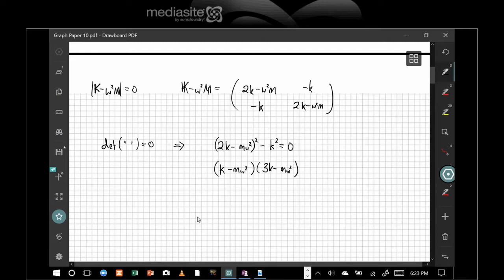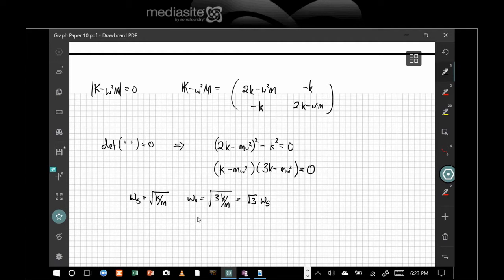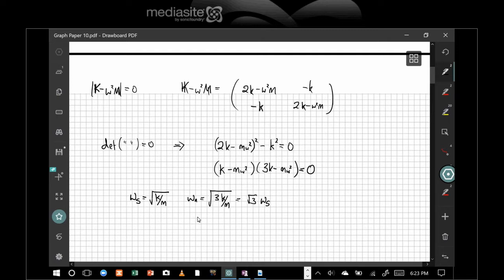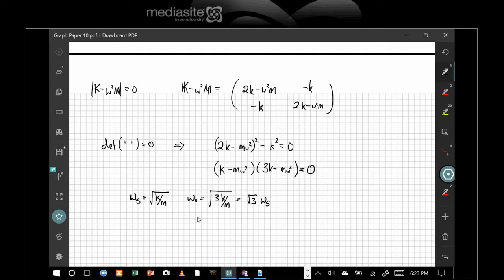Now notice, when I multiply that through, I'm going to get a quartic equation, just like we did before. Nothing wrong with that. But in the end, I'm going to get two distinct roots. Let me call the first omega symmetric, which is the square root of K over M, and then omega anti-symmetric, which is equal to the square root of 3K over M. Notice that's equal to root 3 times omega symmetric. So notice the symmetric mode looks like just one mass-spring system, K over M. We'll explain that in a little bit. The anti-symmetric mode is root 3 times the symmetric mode, so it's actually larger than the symmetric mode. So those are the eigenvalues.